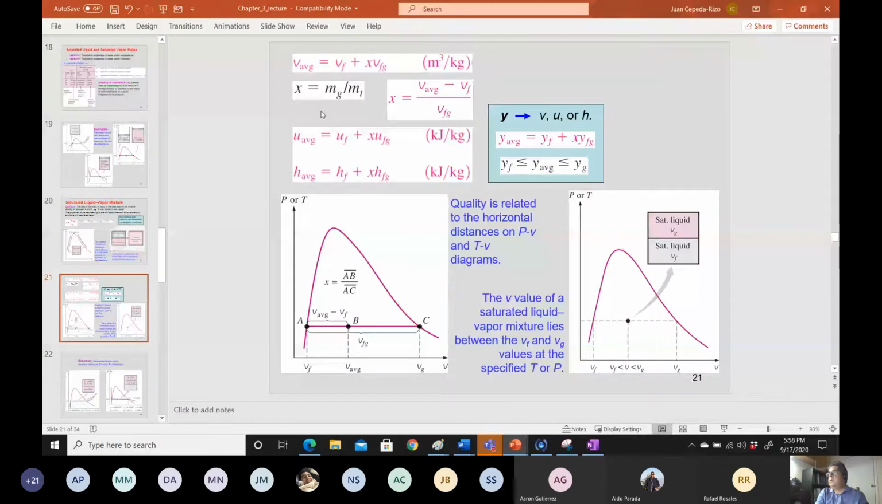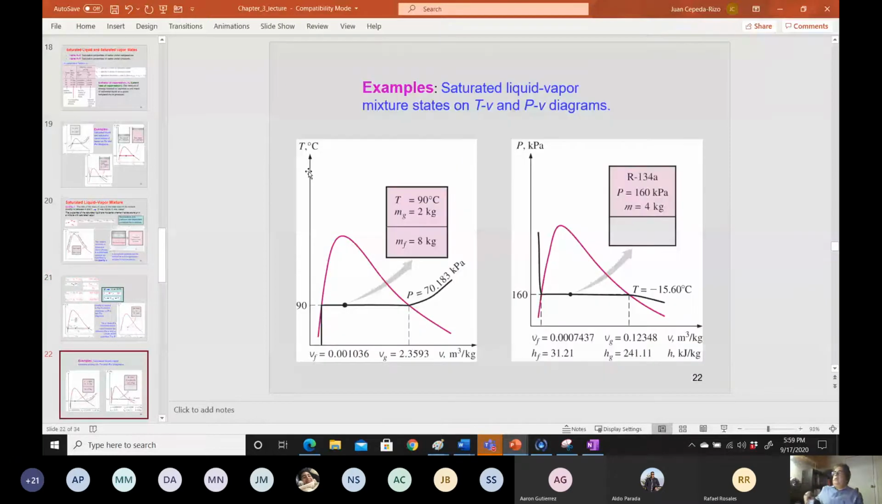Okay, so what does that mean? Let's go ahead and do an example. In the book, let me open to chapter 3. This is example 3-4. Let's see if it's still worth 4 points. I believe it is. All right, so let's look at example 3-4.